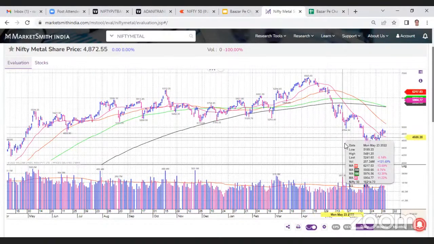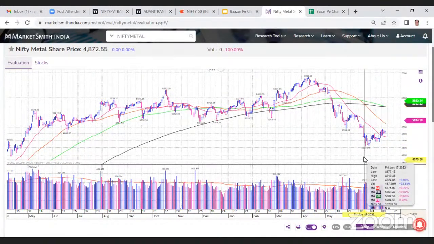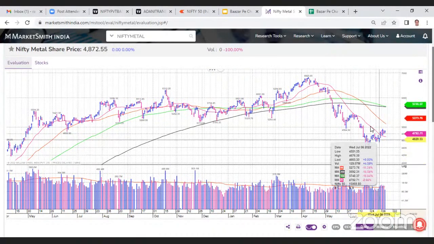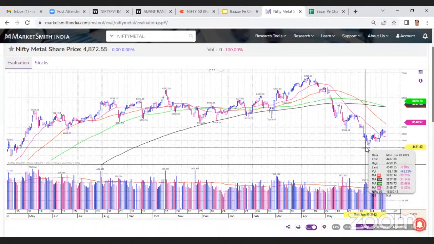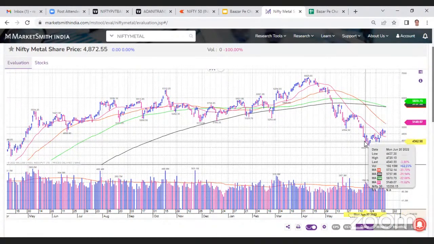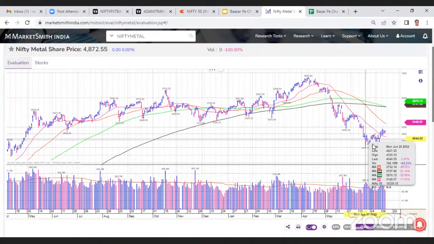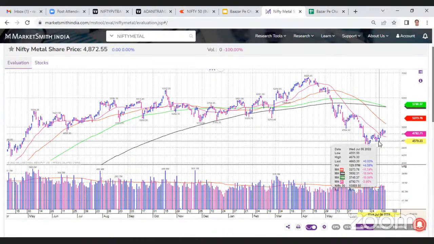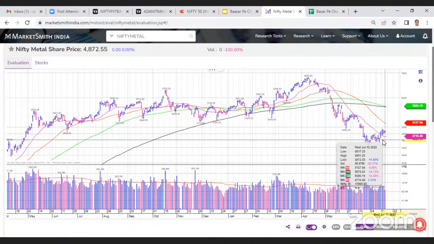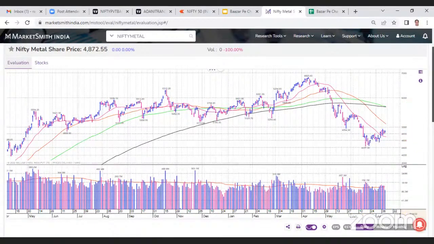The index has fallen, and it has hit a low of around 4,400 recently. But from that level, in the month of June, it has formed some base here, and that formation of base has taken 2 weeks. From there onwards it is trying to show some resilience, and we have seen some buying interest as well. So the index is actually trying to move upside.